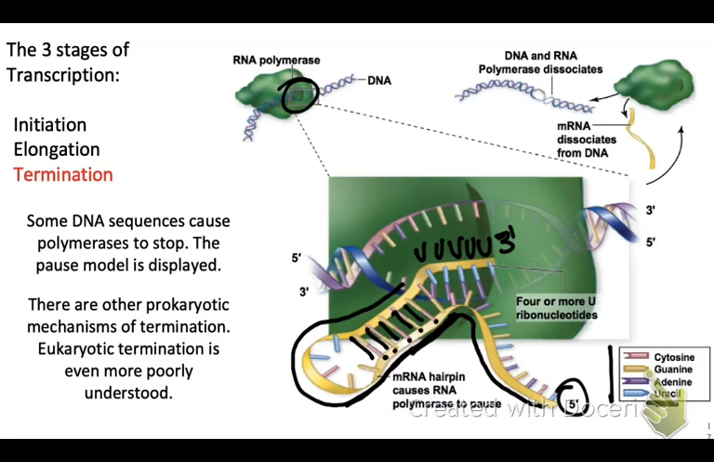So the combination of this hairpin structure and then this stretch of U's causes the RNA polymerase and the DNA and the mRNA to become very unstable. And so they all break apart, and transcription stops. There's other mechanisms of termination in prokaryotes as well. And again, the mechanism in eukaryotes is different too, but since it's not very well understood, we're not going to spend too much time talking about that for now.